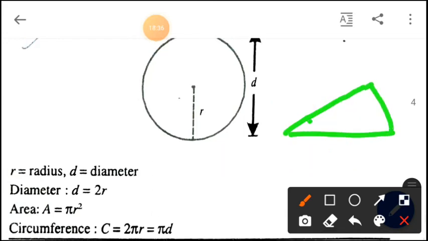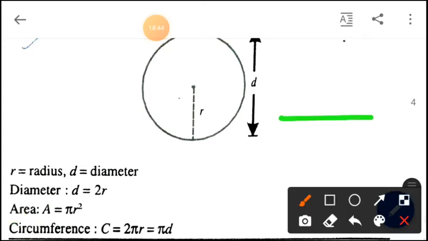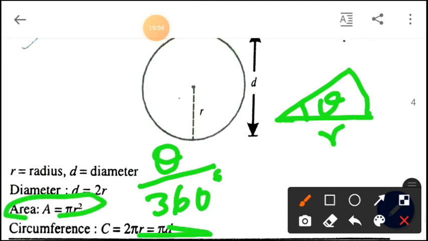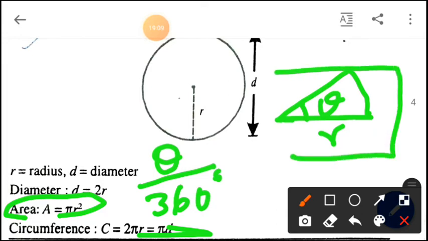This is a sector. If angle is theta, then how can we find? This is the sector, then angle is theta and radius R. Then area, we can find area by multiplying with theta by 360 degrees. If we multiply this area and circumference with theta by 360 degrees, then we get area of sector and circumference of this sector.